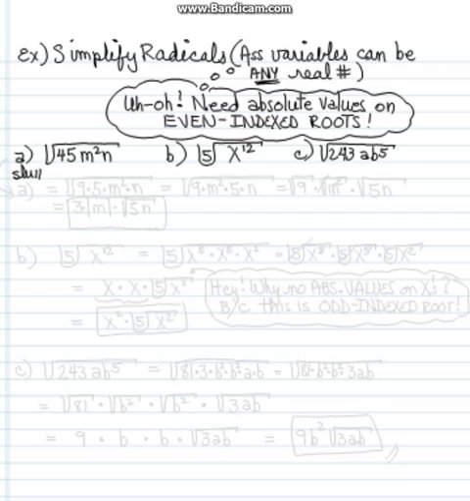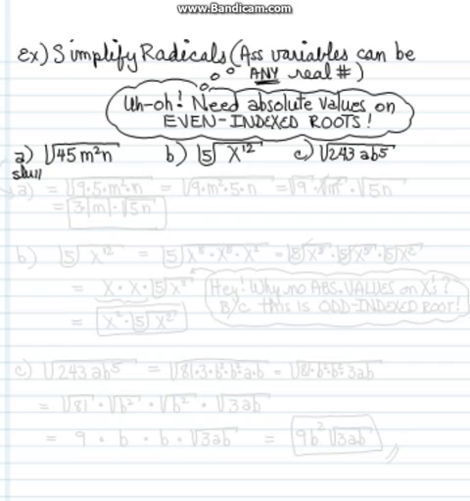We're going to simplify, making the assumption that all the variables are any real number. Now, if they say they're any real number, we might be in trouble here because we have to be careful to slap absolute value bars on the answers of all of our even index roots. We have to make sure even index roots are equal to a non-negative number, so the absolute value bars assure us of that. So let's be on the lookout for that.